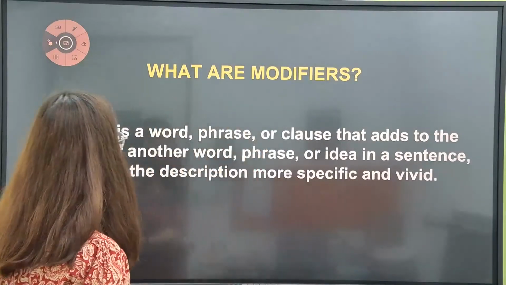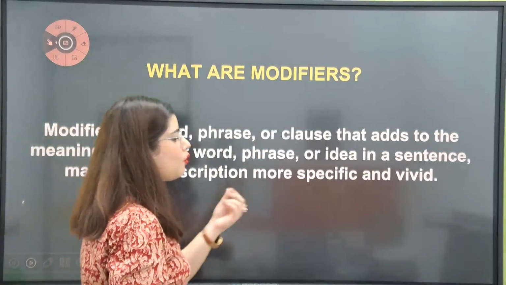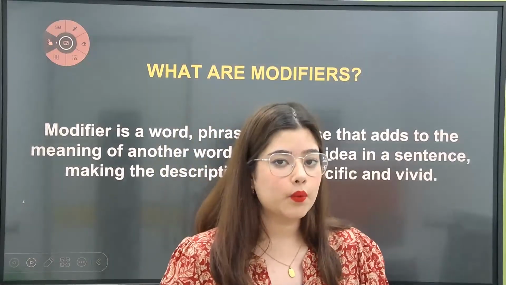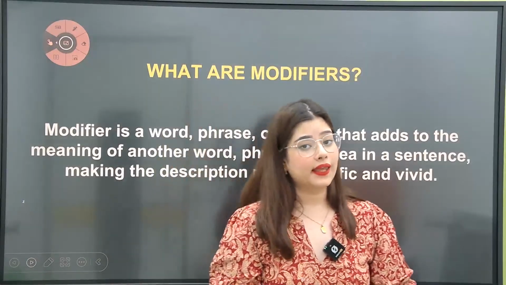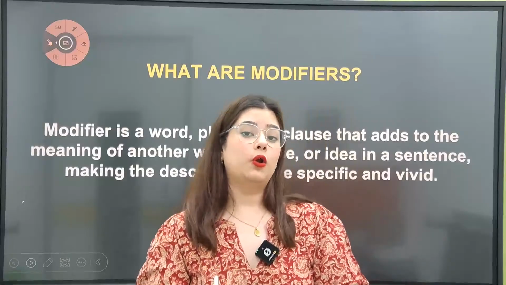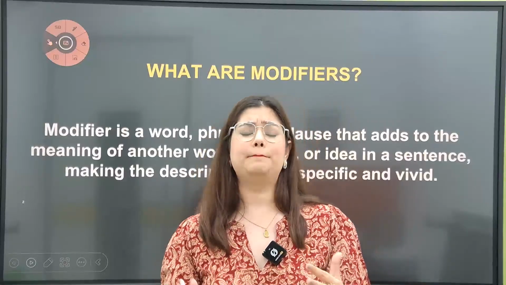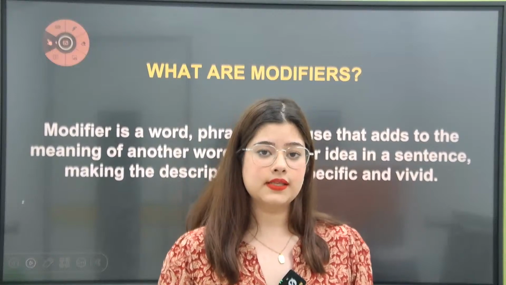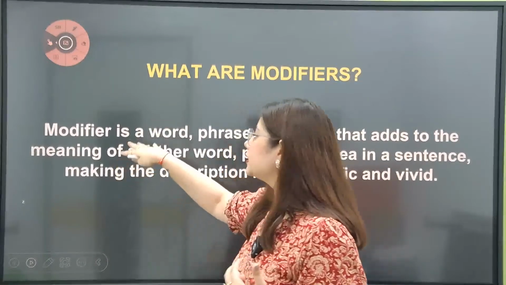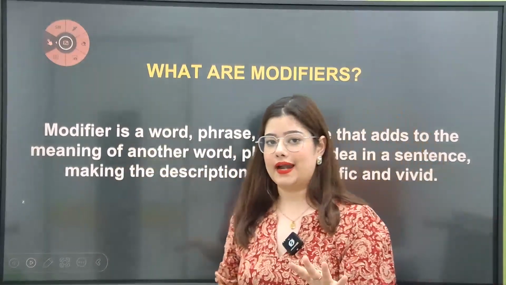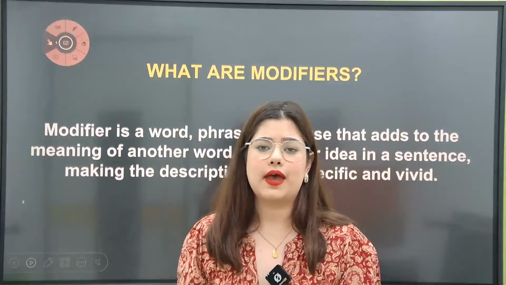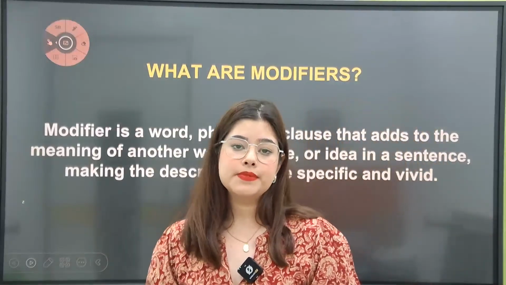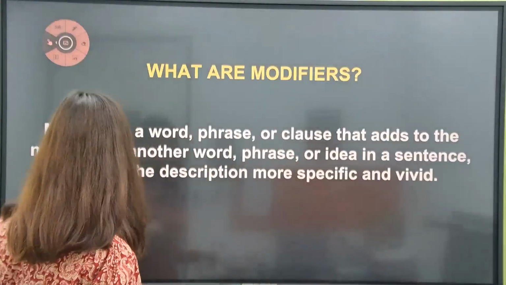Now, a modifier could be an adjective, it could be an adverb, it could be any phrase, or it could be any clause, right? So depending on what is being modified in the sentence, we can categorize modifiers into four main categories. There are other categories as well, but four main categories: adjectives, adverbs, phrases, and clauses.